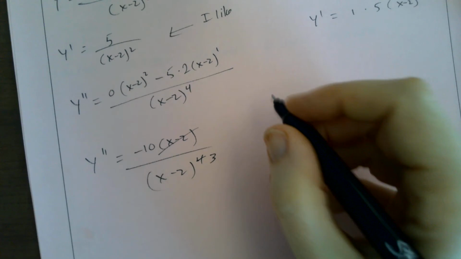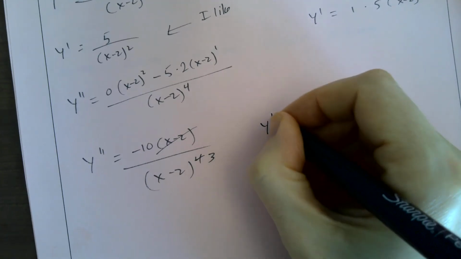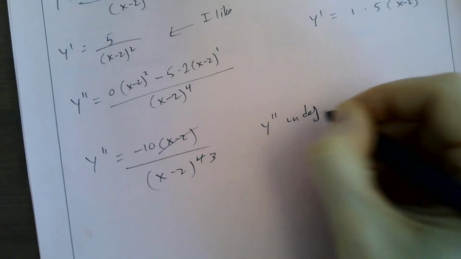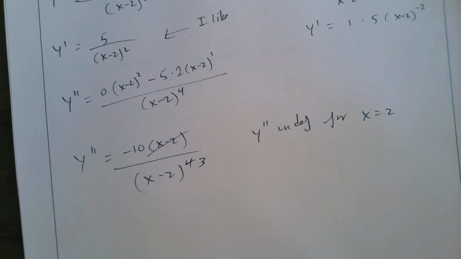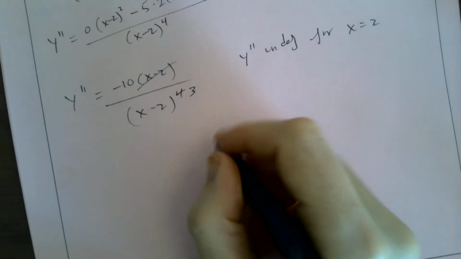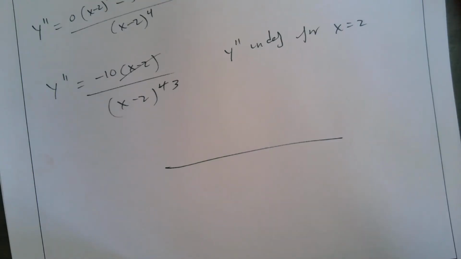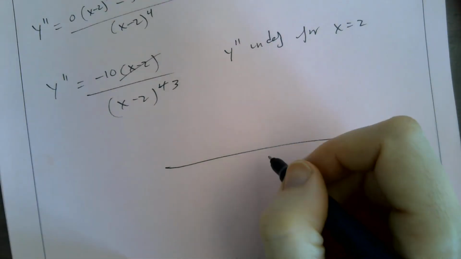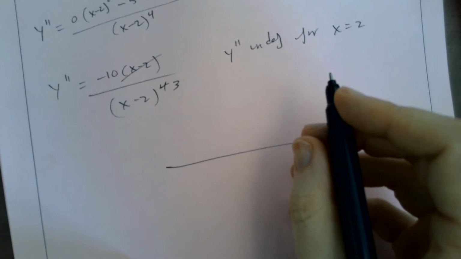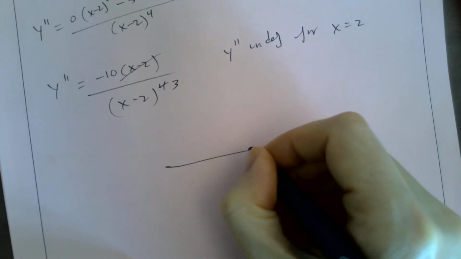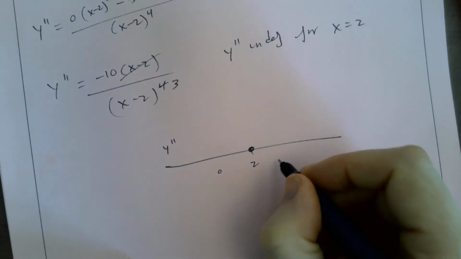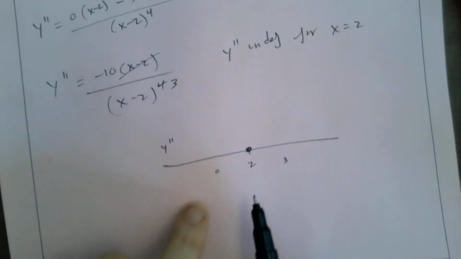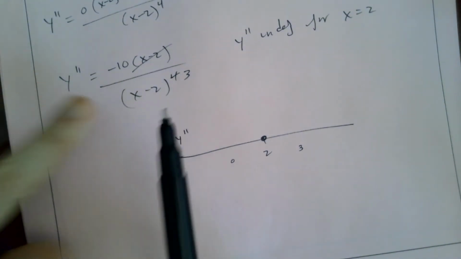So guys, y double prime is never going to be 0, but it's undefined for x equals 2. All right, so I put a number line on, with 2 there. This is the y double prime number line. I could plug in 0, I could plug in 3 into y double prime.